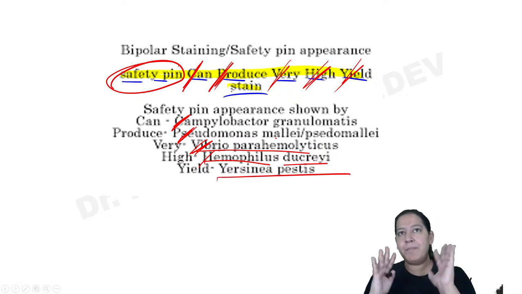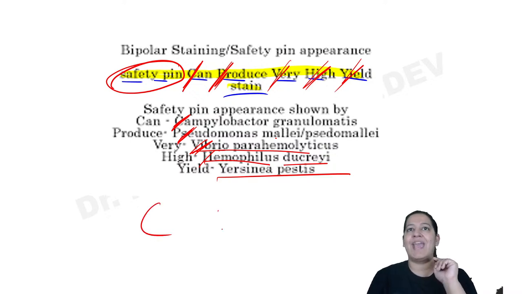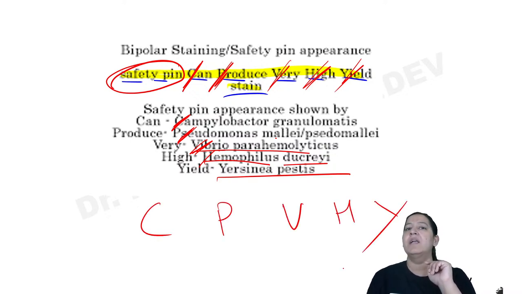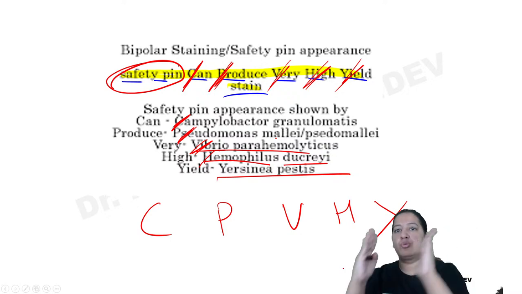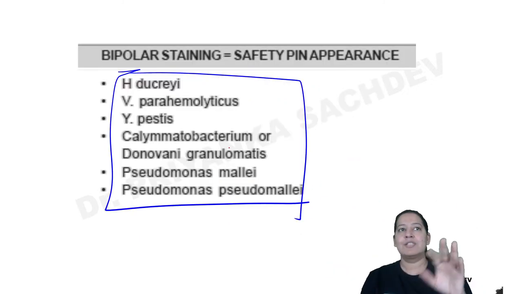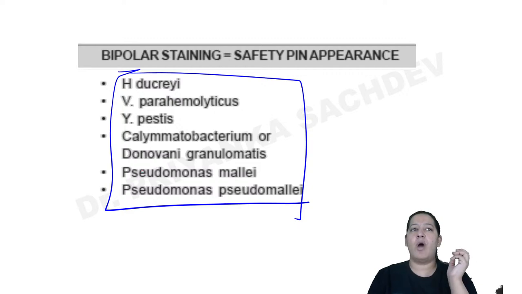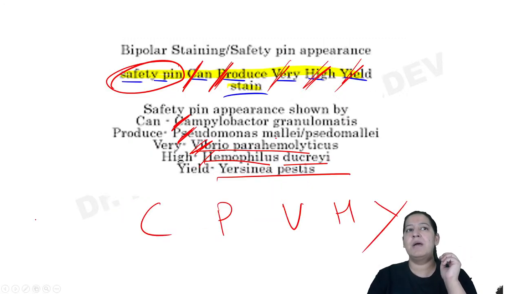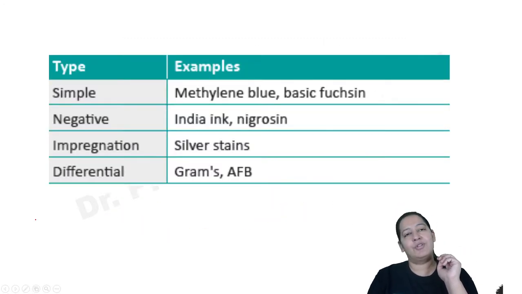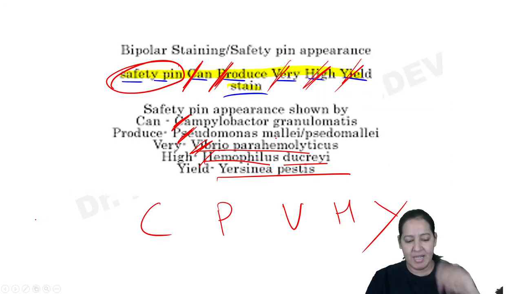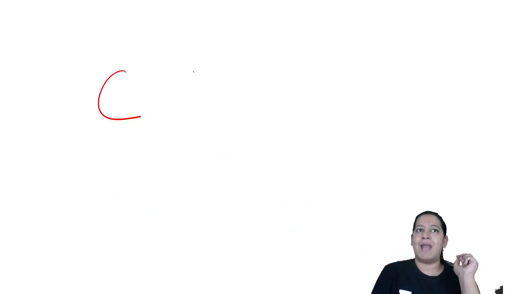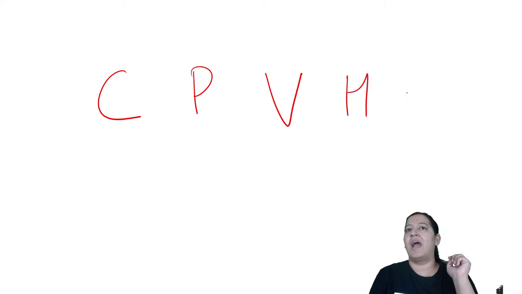Safety pin can produce very high yield. Five bacteria. So can produce very high yield. That is the mnemonic for safety pin appearance. Safety pin appearance can produce very high yield.